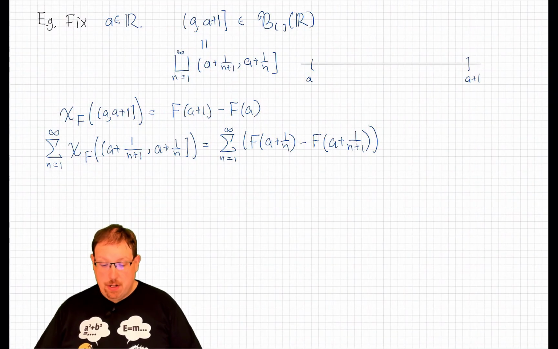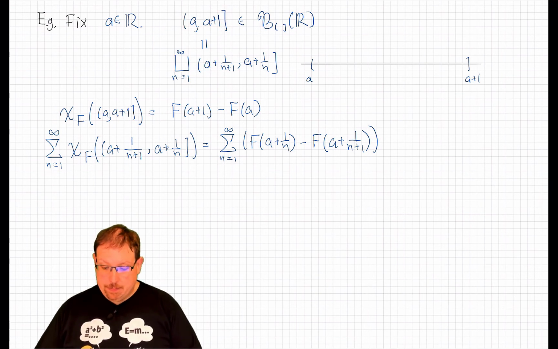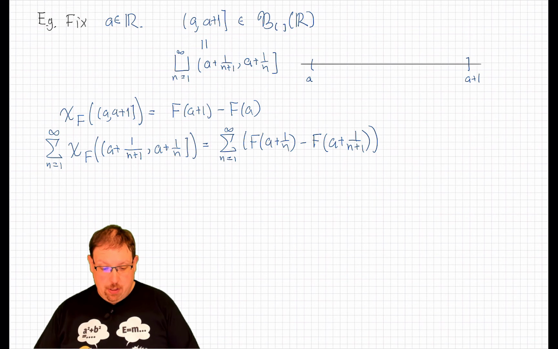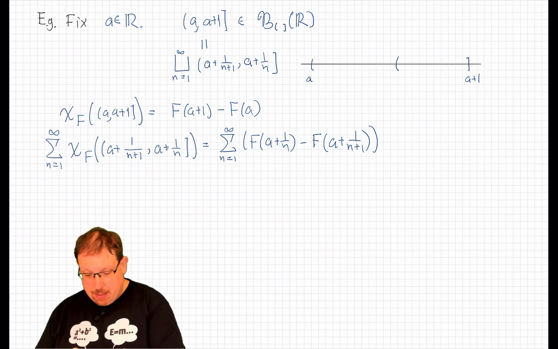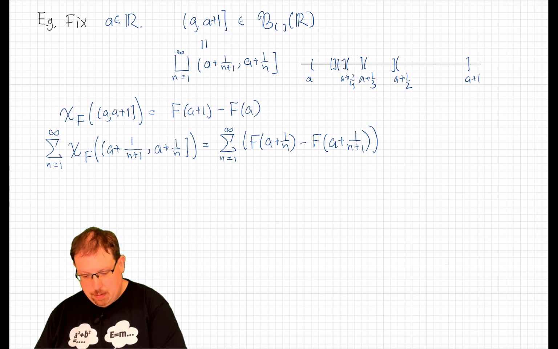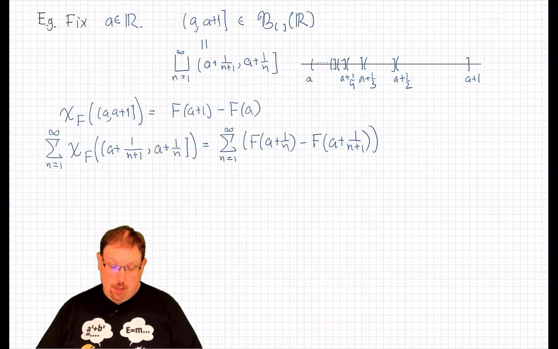Let's consider a half-open interval of length 1 from some point A up to A plus 1. That interval can be decomposed into a countable disjoint union of intervals like this. First, we take the interval from A plus 1 down to A plus a half. We put that together with the interval from A plus a half down to A plus a third, and so on down the line. That gives a countably infinite disjoint union.